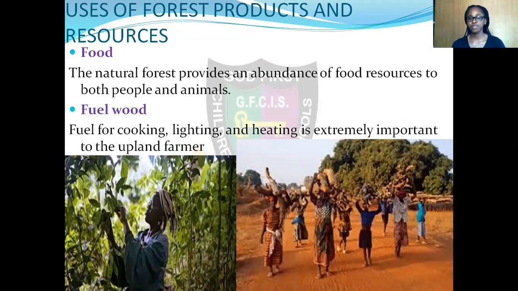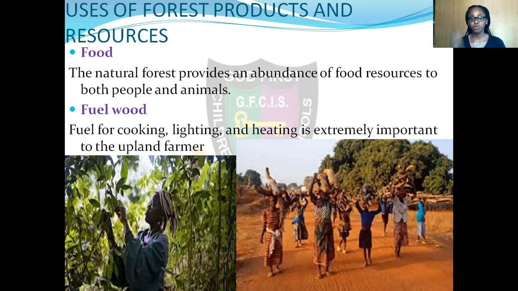Uses of forest products and resources. Number one use is food. We use the fruits from the forest as food for man. Forests provide food for man and animals. The natural forest provides an abundance of food resources for both people and animals.